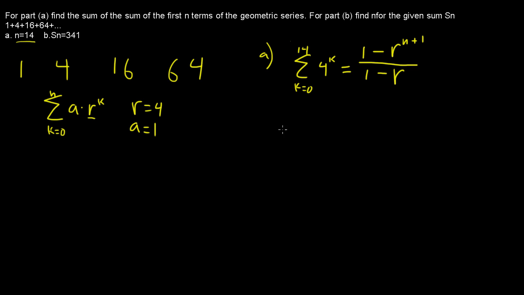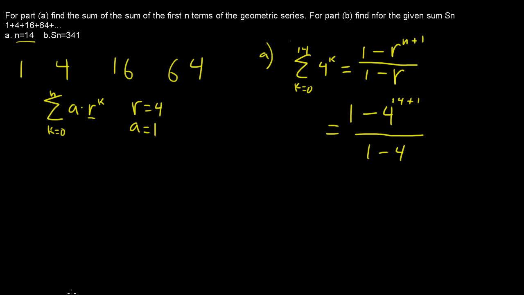Alright, so now let's go ahead and plug in this value and see what we get. So we have 4 to the k, and our final value is going to be 14, so we're going to plug all these numbers in. So we're going to have 1 minus our r, which is 4, to the n, which is 14, plus 1, divided by 1 minus 4.